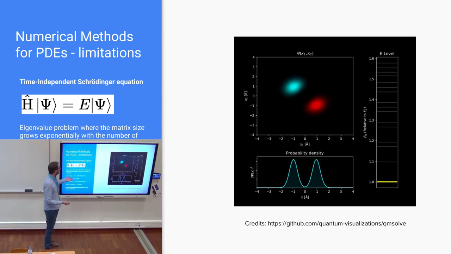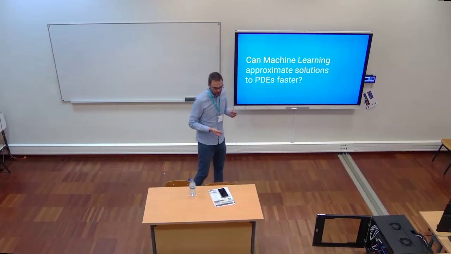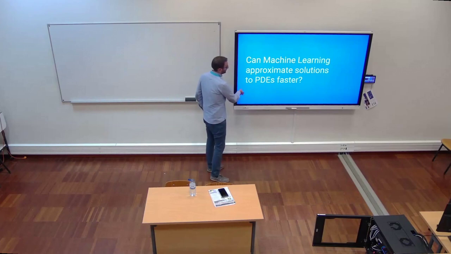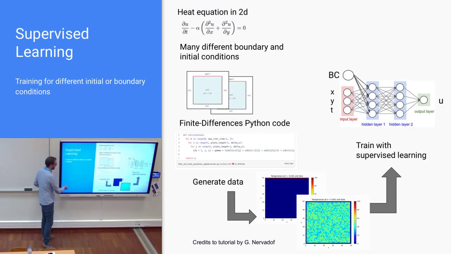But in the end, the inputs and the outputs of your function are low dimensionality. You just want to know the value of a function that has three inputs, x, y, and z. And the output, if it's the wave function, is a complex number, so two values, right? So what people started to do is ask, can you train neural networks to learn this mapping directly, without having to go to such an intermediate blown up state with such huge matrices? In the literature they are now able to do it for moderate size molecules, but it's an open problem. So the idea is, can you use machine learning to approximate solutions to PDEs faster, right?